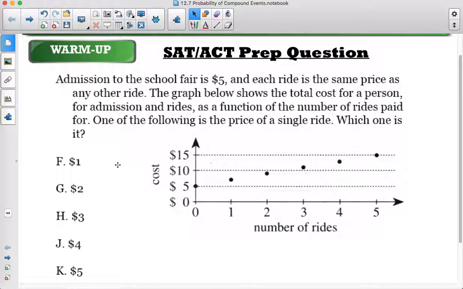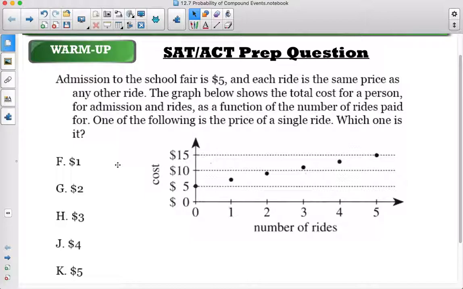This one comes from the very beginning of their algebra / pre-algebra section, just understanding how functions and linear relationships work. It's a pretty straightforward question. Honestly, it's just interpreting the graph and the context. They say admission to the school fair is $5 and each ride is the same price as any other ride. The graph below shows the total cost for a person for admission and rides as a function of the number of rides paid for. Which one of the following is the price of a single ride?